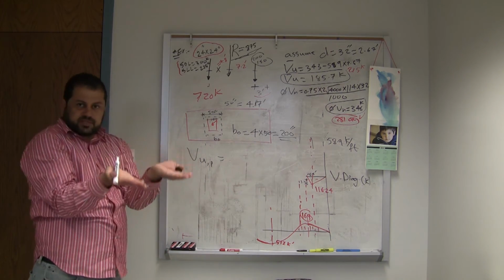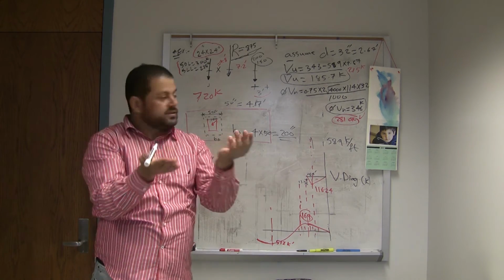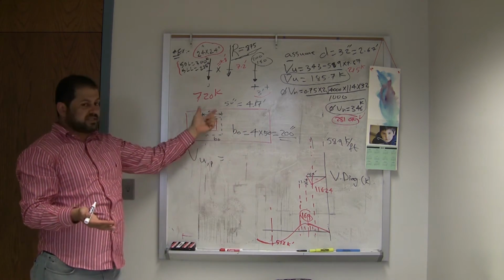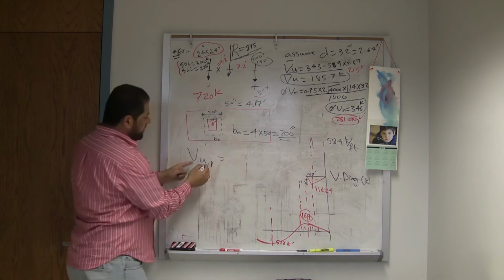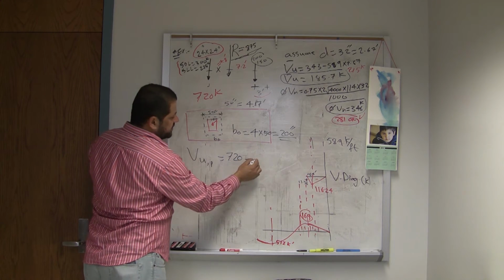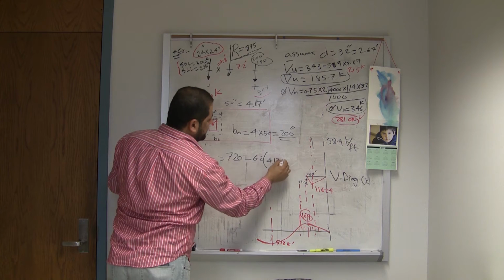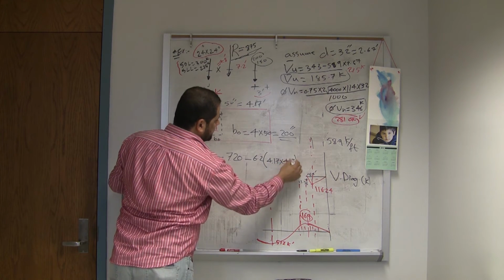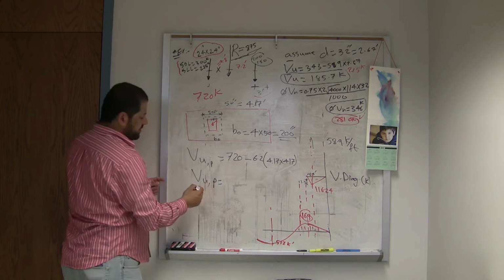So the soil is resisting 6.2 times 4.17 times 4.17. So Vu will be 720 minus 6.2 times 4.17 times 4.17. So Vu is 612.2.